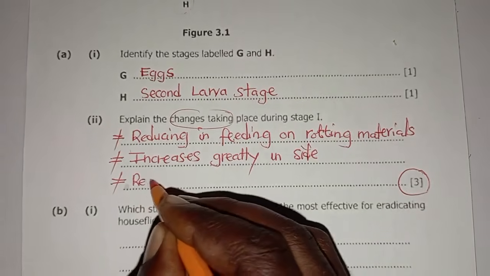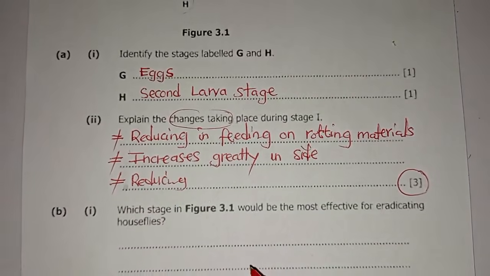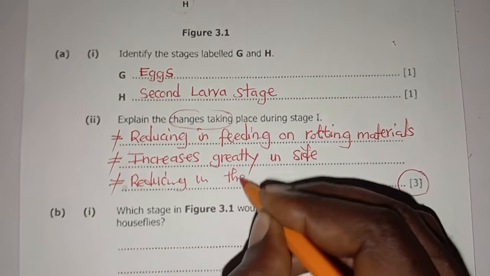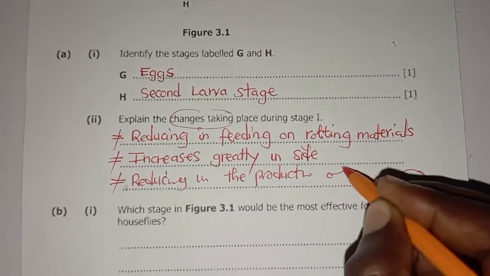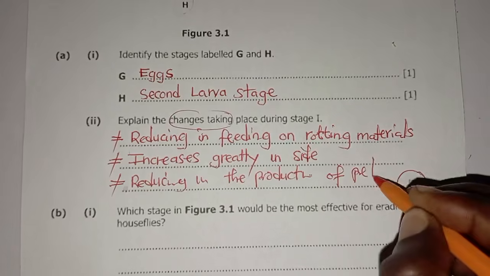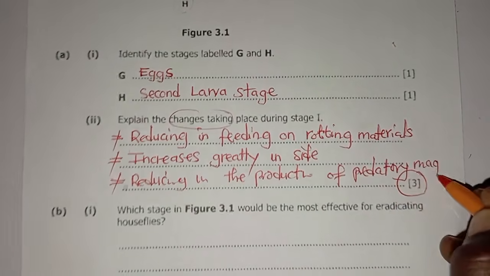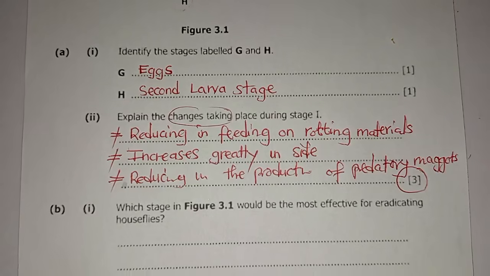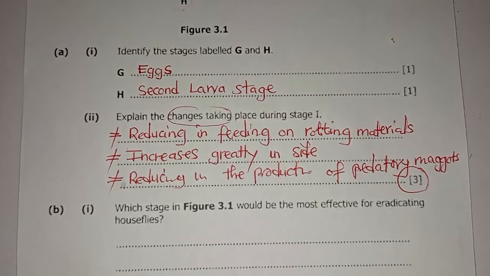So you also discover that it is doing what? It is reducing. So you also put this particular answer. It is reducing in the what? In the production. So it is reducing in the production of what? In the production of predatory what? Maggots. So all these you are supposed to put them there. You join, you make a nice paragraph, just like the way I've given you.